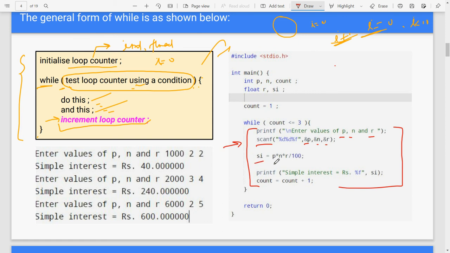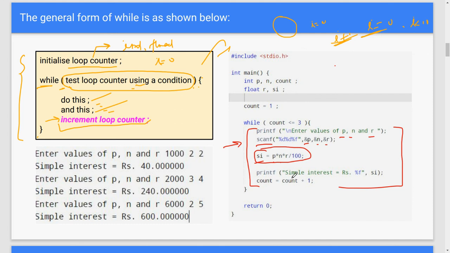And how will it calculate it? Using the formula p into n into r divided by 100. So it will calculate this particular thing, and then it will output whatever simple interest is calculated. Just focus on this part.